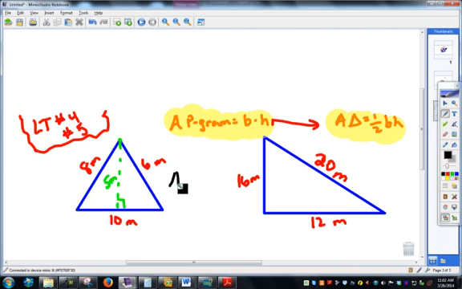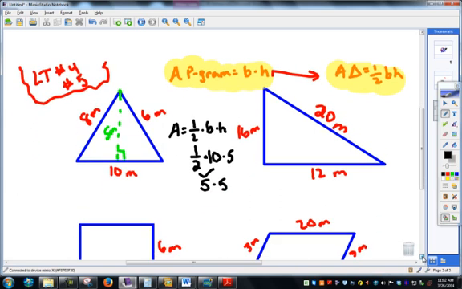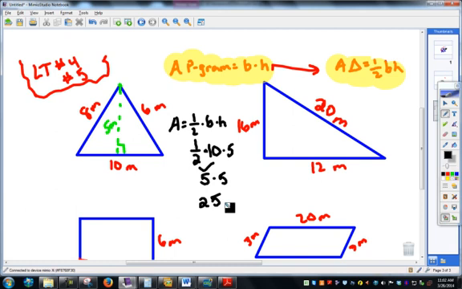So let's do our area formula. I know it's a triangle, so it's going to be 1/2 base times height. Okay? You don't really need to draw the line there. You can if you want, but 1/2, I know the base is 10. I know that the height is 5. So I do that problem. 1/2 times 10 is 5. Times 5 would give me 25. Okay. And then obviously we know we need meters squared.